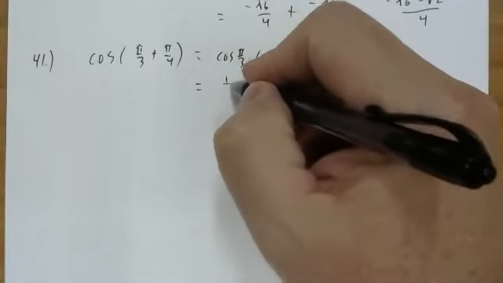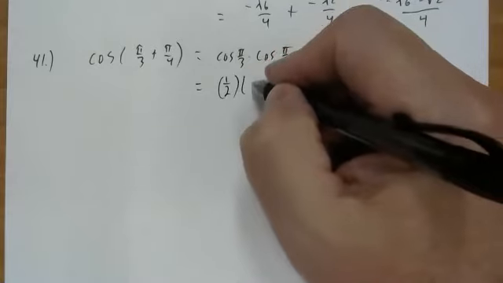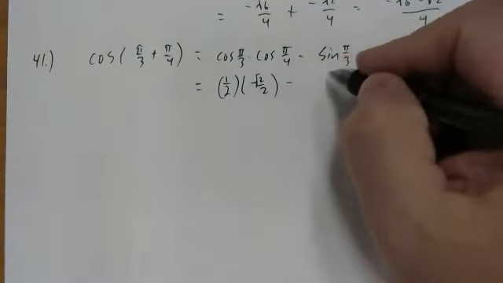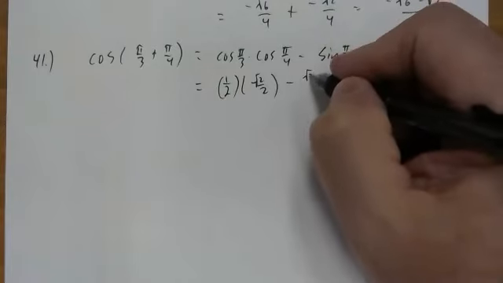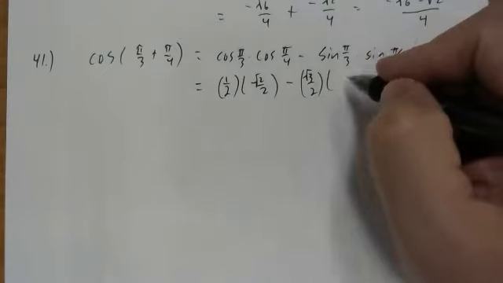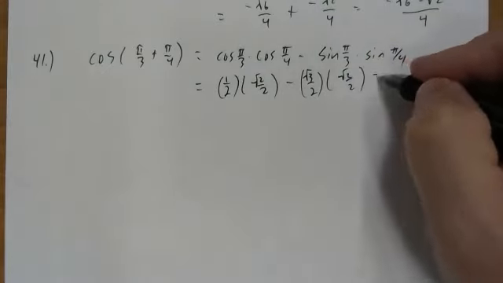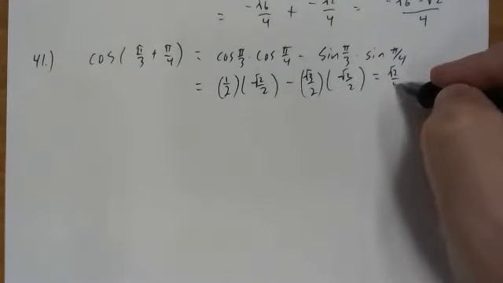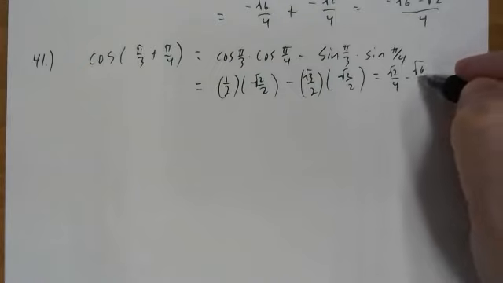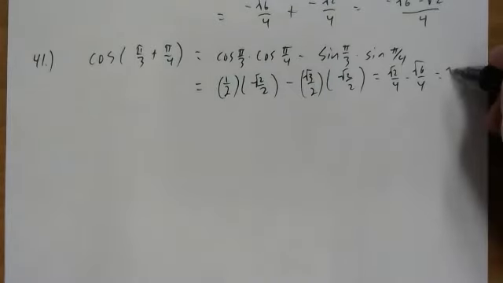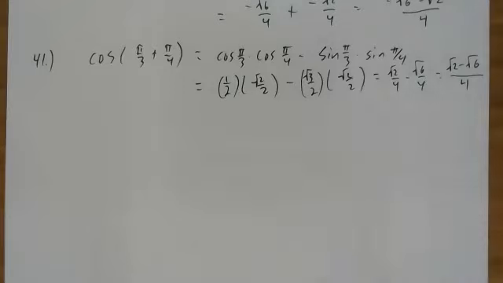Cosine of pi over 3 is 1/2. Cosine of pi over 4, square root of 2 over 2, minus the sine of pi over 3 is square root of 3 over 2. Sine of pi over 4 is square root of 2 over 2. Square root of 2 over 4 minus square root of 6 over 4. If you make it one fraction, square root of 2 minus square root of 6 over 4. All right. So far, these are maybe not too difficult. Just follow the formula.